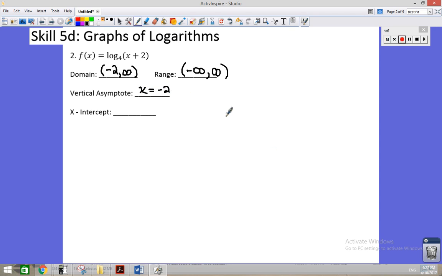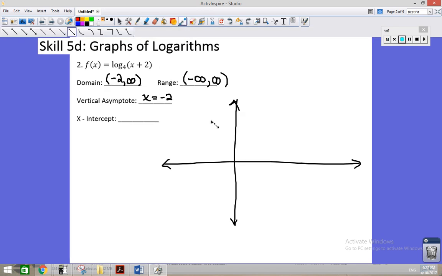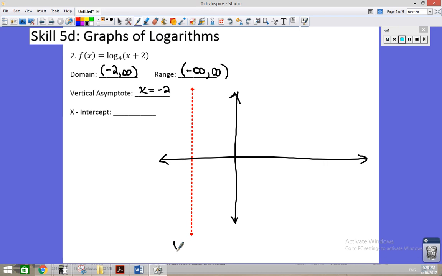So let's sketch this real quick. We've got this log function. There's been no stretches or no shrinks. There has been a shift to the left. That's the only transformation that we have, a shift to the left 2 units. So where this graph used to get closer and closer to the y-axis, it's now going to get closer and closer to the line x equals -2.